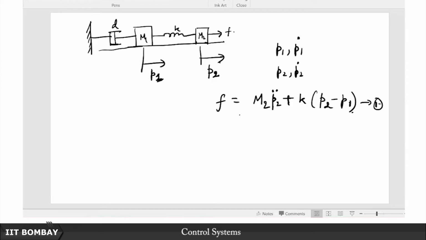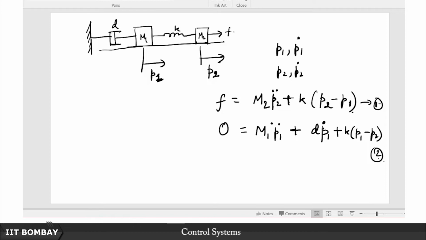Well, the second equation says that again this M1 P1 double dot is going to balance it out, and for this D it is going to be D P1 dot plus K times P1 minus P2, and there is no externally applied force per se, so it is going to be 0. So this is the second equation.